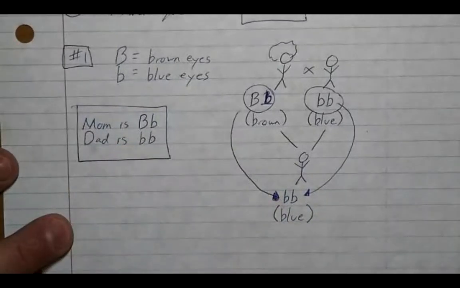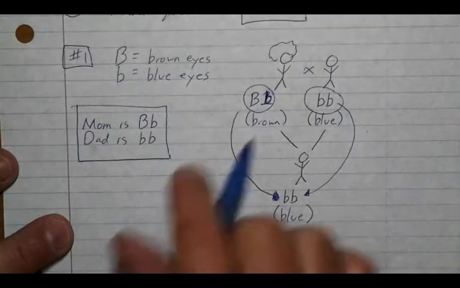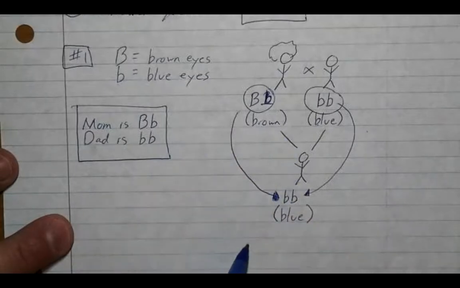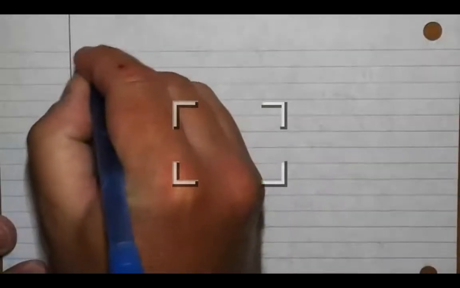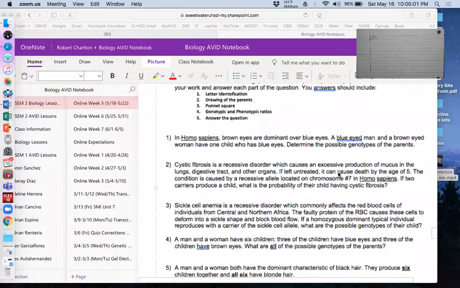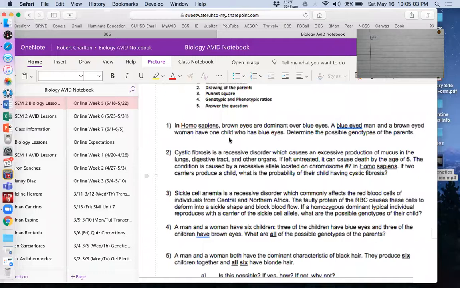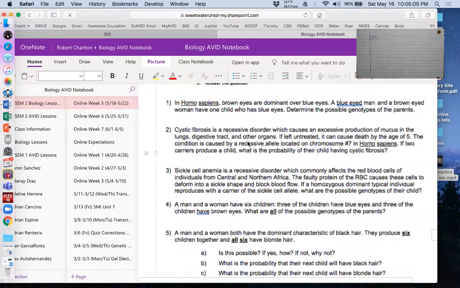All right, hopefully you're understanding how I figured that out and the logic we used. All right, let's skip over to number 3, which means number 2 is going to be on you to do on your own. All right, so I'm skipping number 2 on cystic fibrosis. I'm going to see if you can figure that one out yourself.